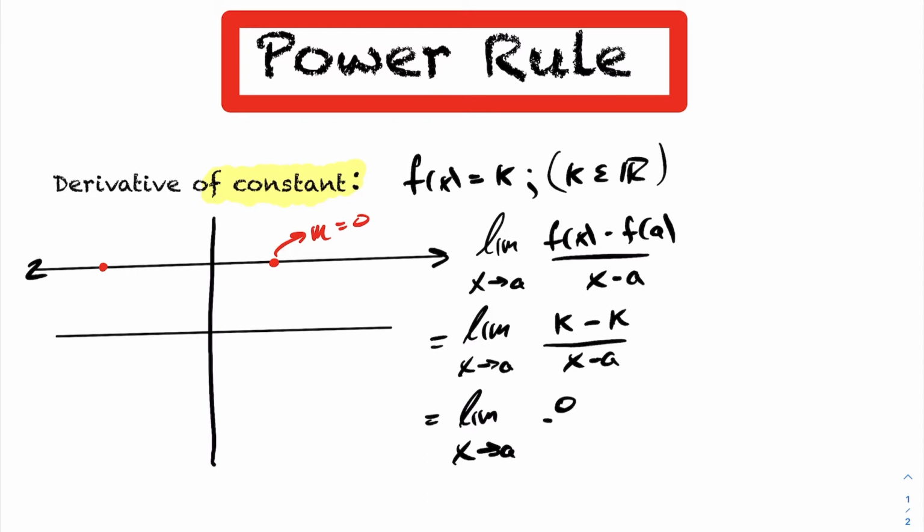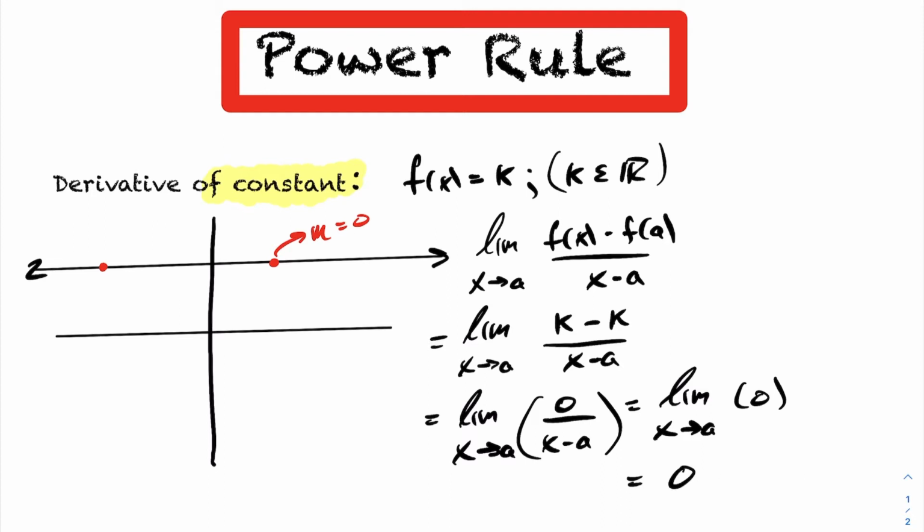Now this is the limit as x goes to a of k minus k, which is 0, divided by x minus a. Now, 0 divided by anything, before I even take the limit, becomes 0. The limit as x approaches a of 0 is 0, and we're done. So therefore, we've proven that in general, if you have a constant function, its derivative is automatically 0.